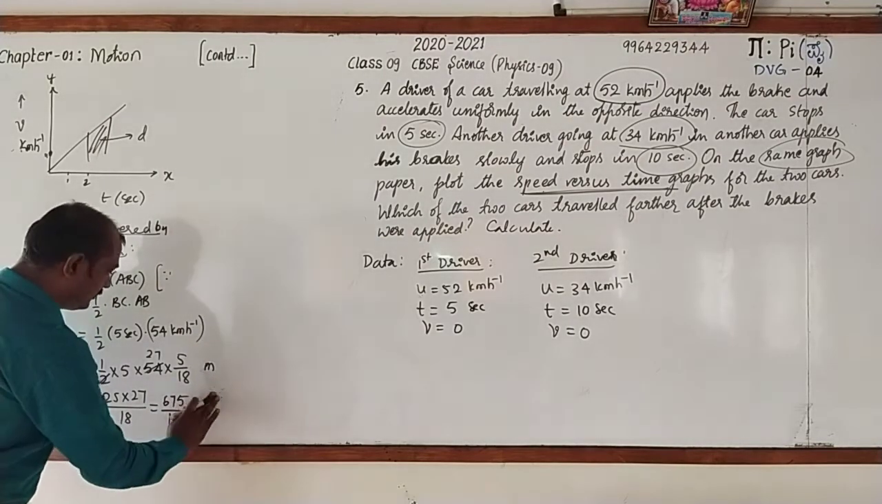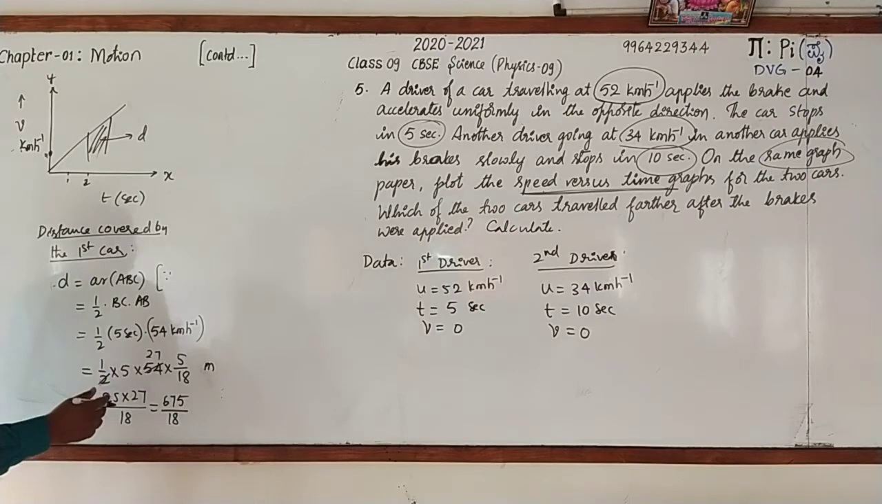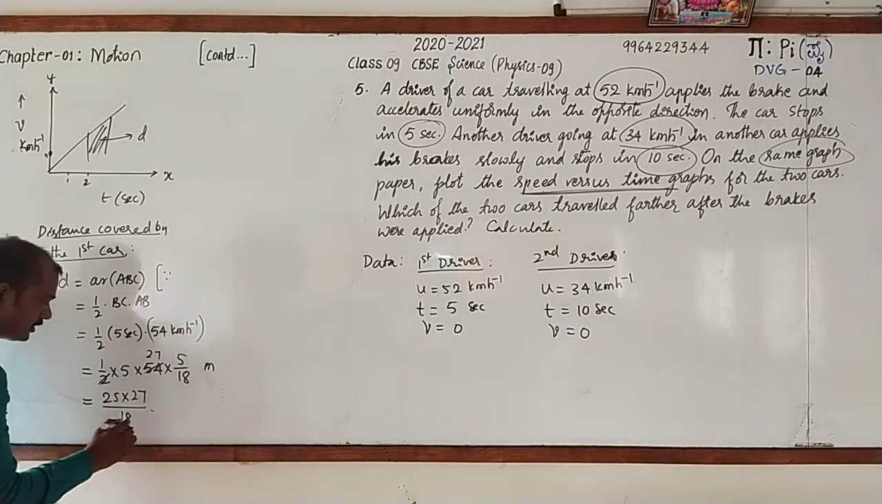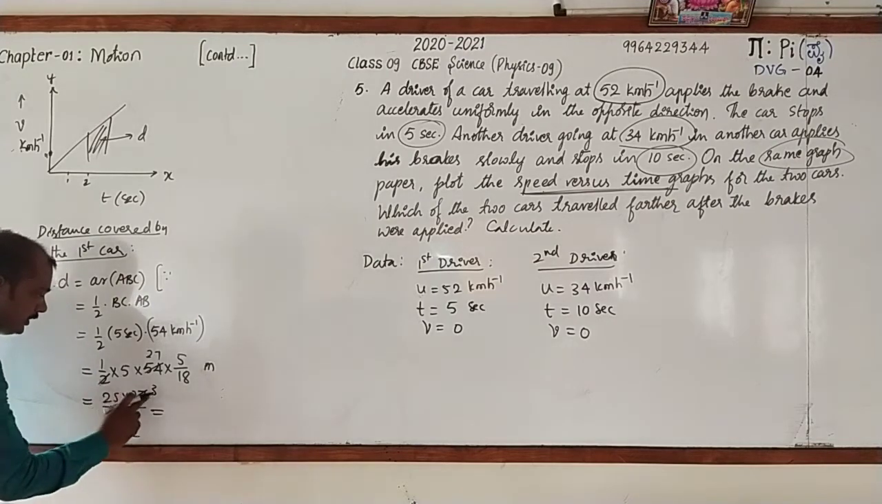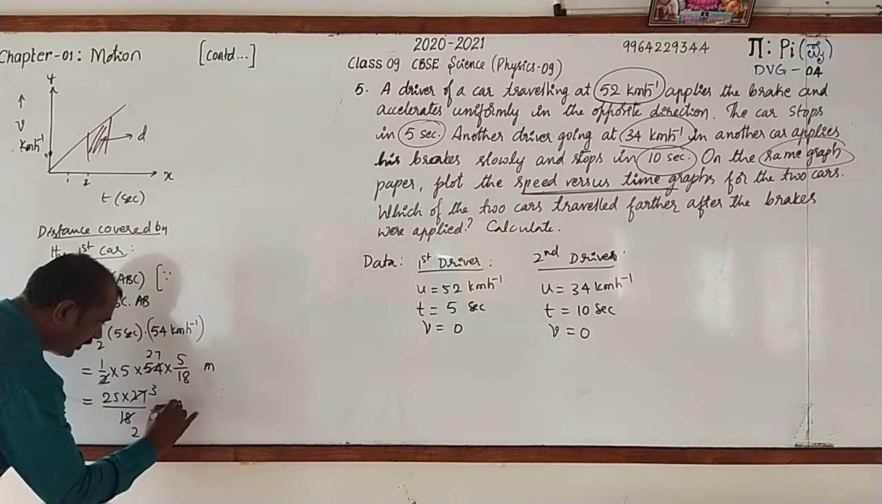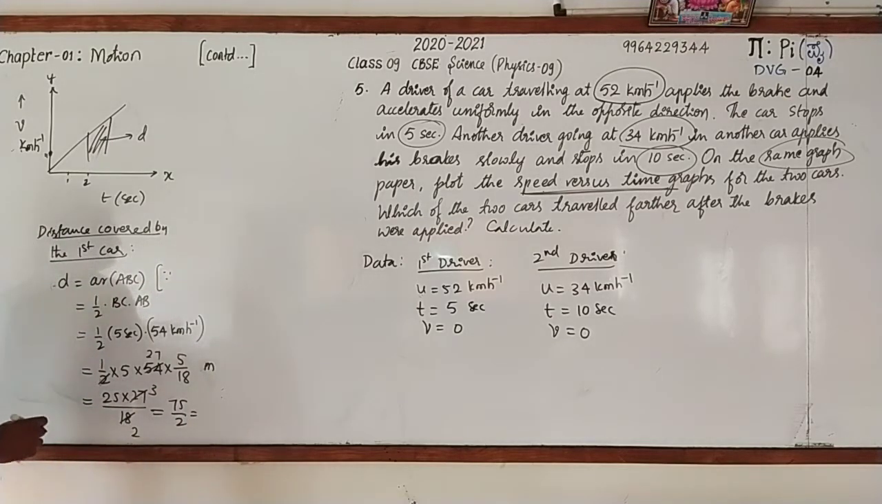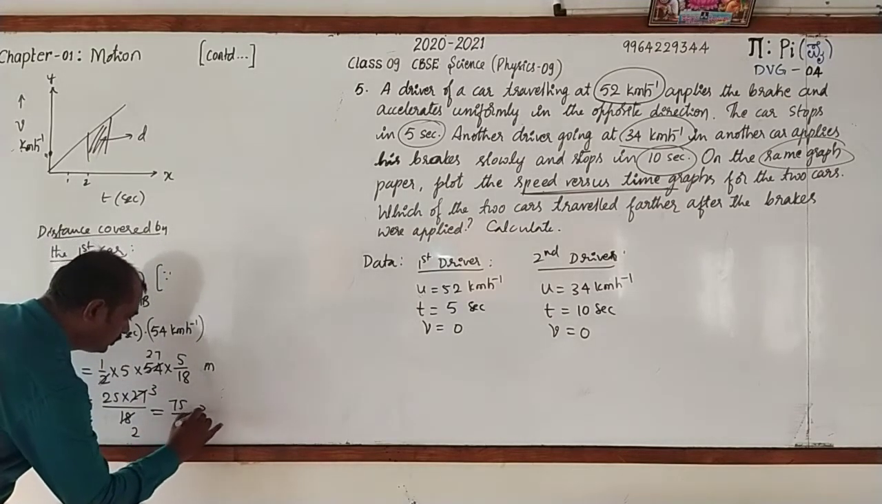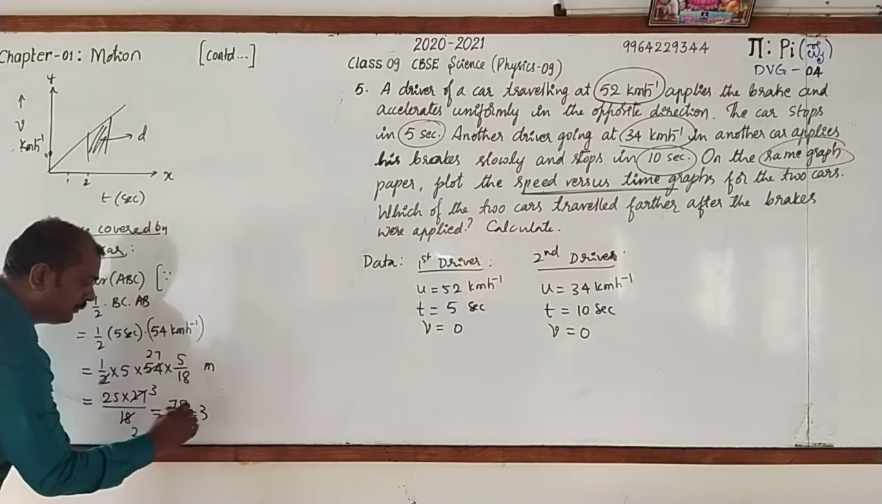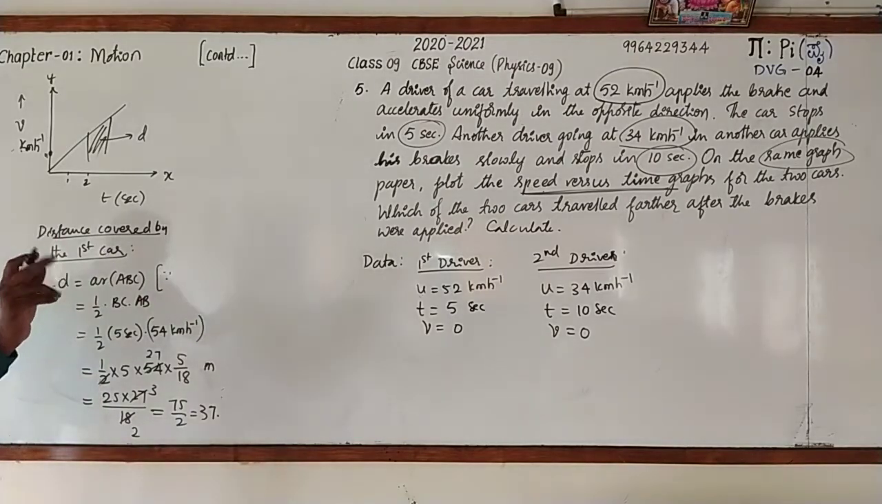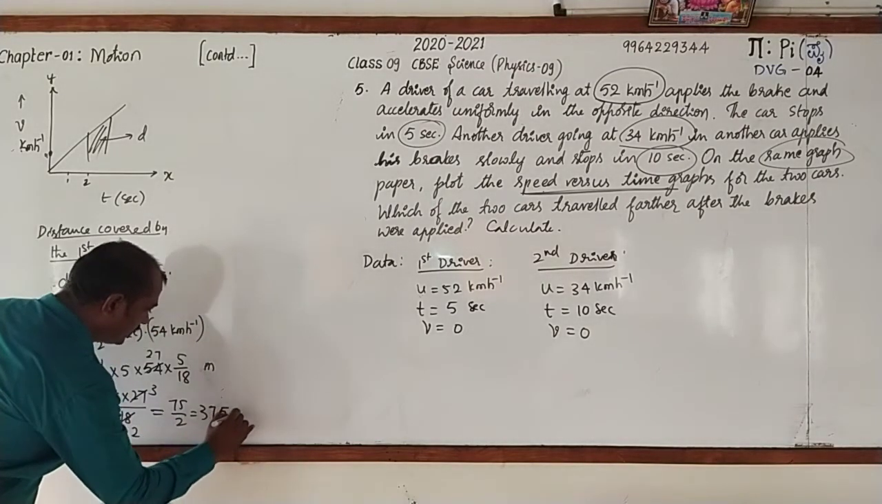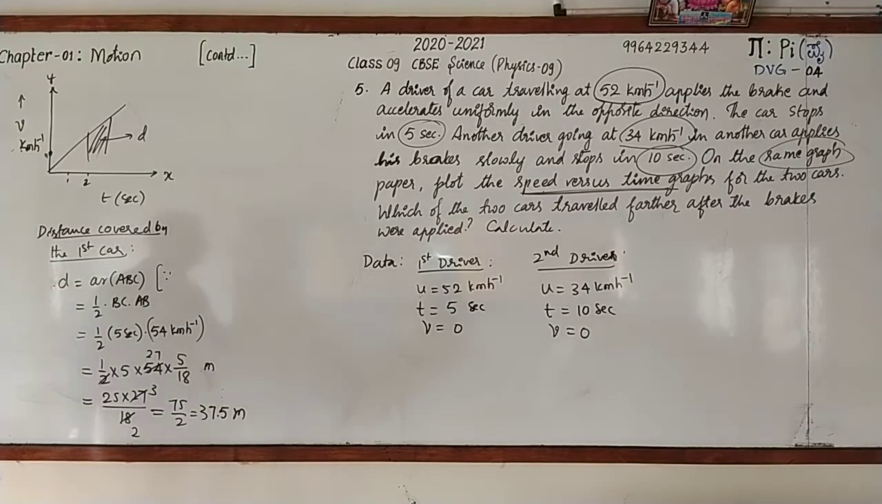Clear? Now, or else you can make this calculation simpler by cancellation also. See that 9 3s are 27, 9 2s are 18. Now 25 3s are 75 by 2. The calculation will be much easier. 2 3s are 6, 1 will remain, 15. 2 7s are 14, 1 will remain, 10. Then 5s are 37.5 meters. This is the distance covered by the first car.